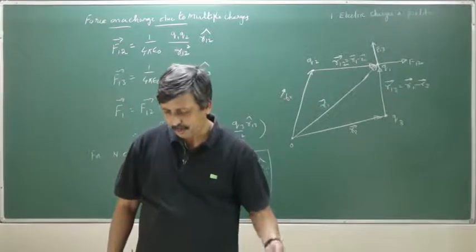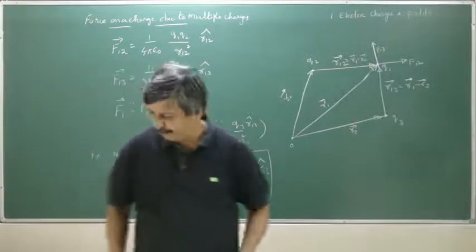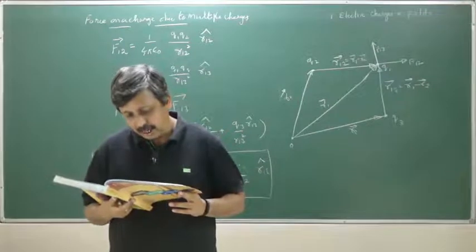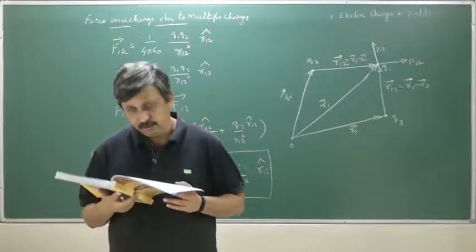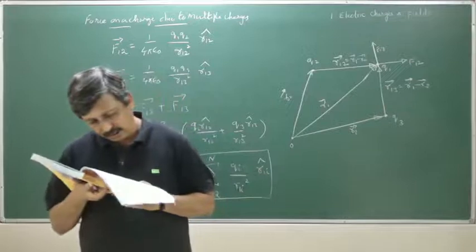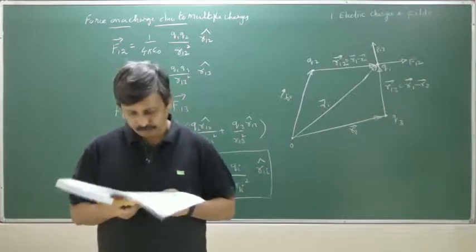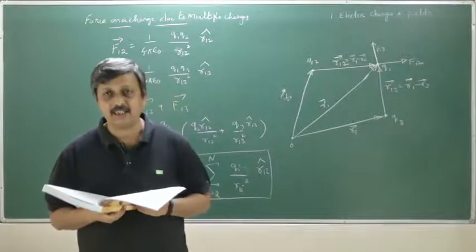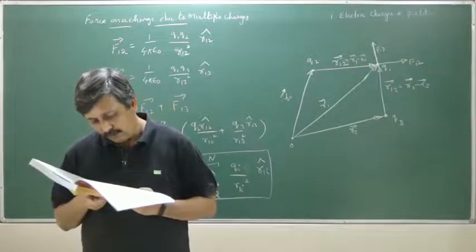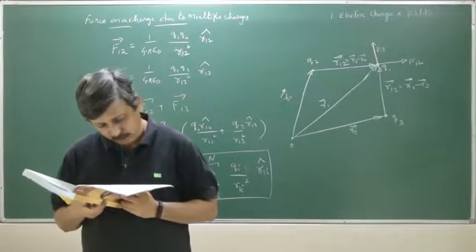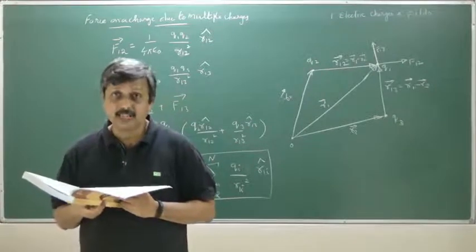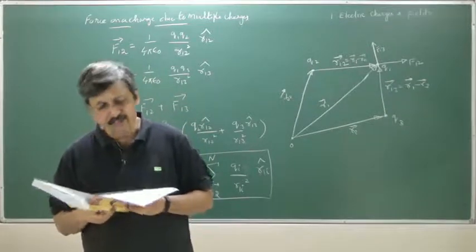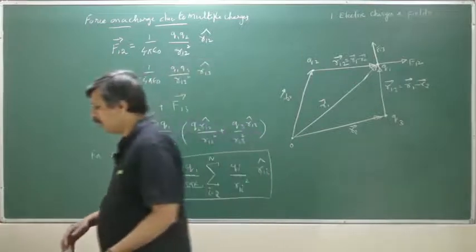I'll take one example. You can take down one example. I will just dictate an example to you. Consider three charges Q1, Q2 and Q3, each equal to Q at the vertices of an equilateral triangle of side L. What is the force on a charge capital Q with the same sign as that of the small q, placed at the centroid of the triangle?